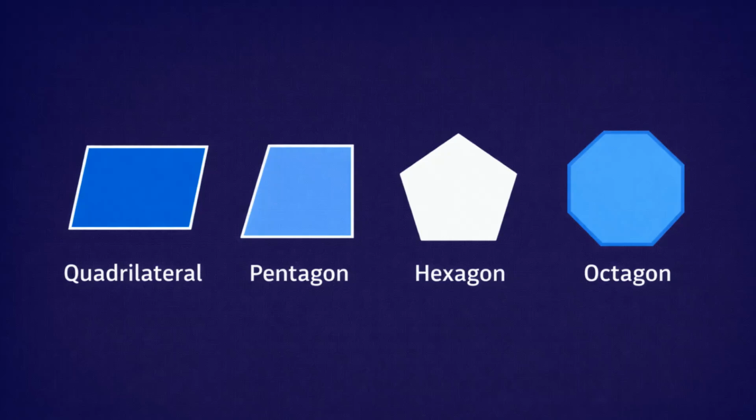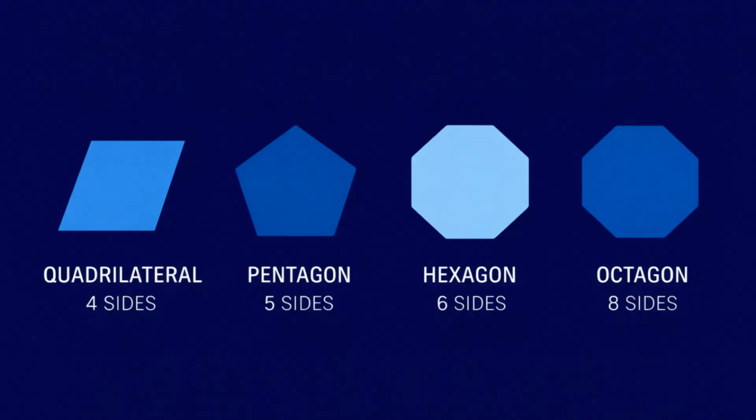A quadrilateral has 4 sides. A pentagon has 5 sides. A hexagon has 6 sides. An octagon has 8 sides. The quickest way to identify a polygon is to count the sides.